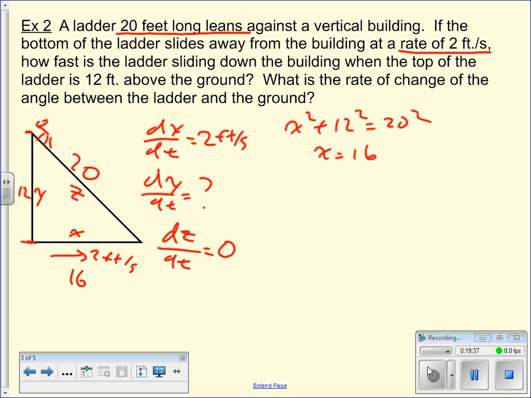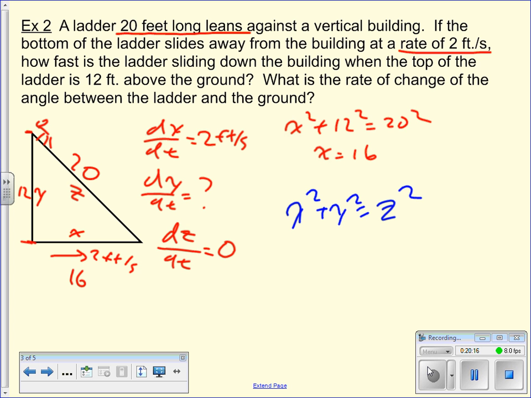Okay? Now, what's our favorite equation for right triangles? Pythagorean theorem. x squared plus y squared equals z squared. Take the derivative of the Pythagorean theorem with respect to time. Take the derivative, because that's our right triangle. That's the equation that describes what's going on.